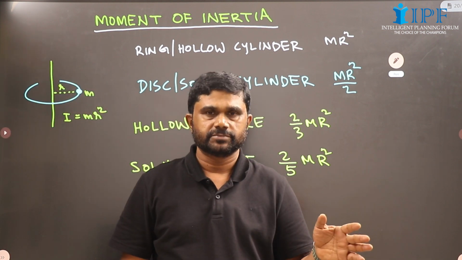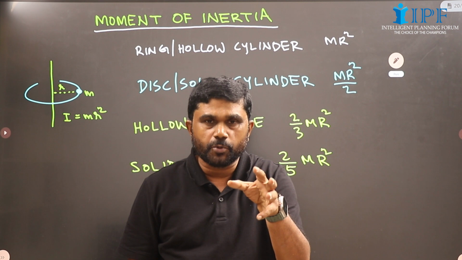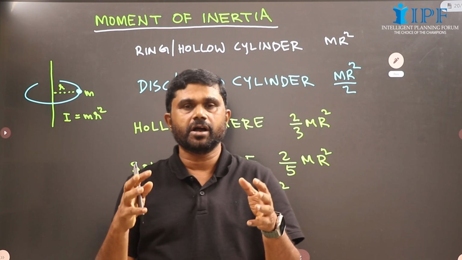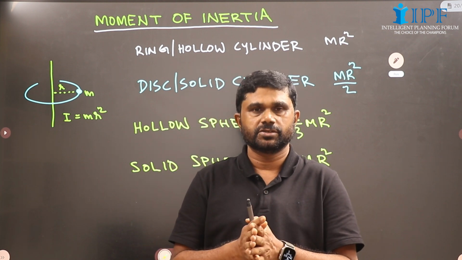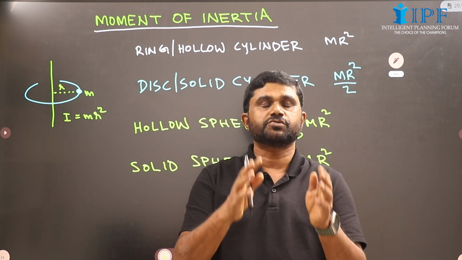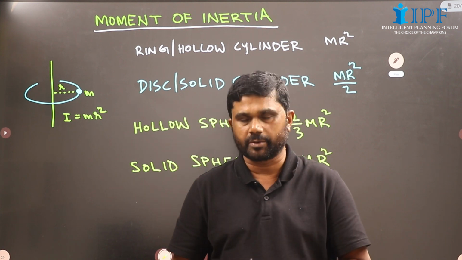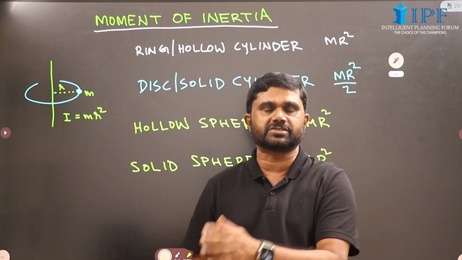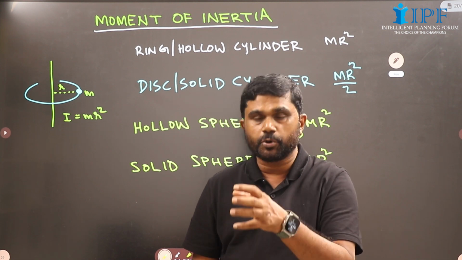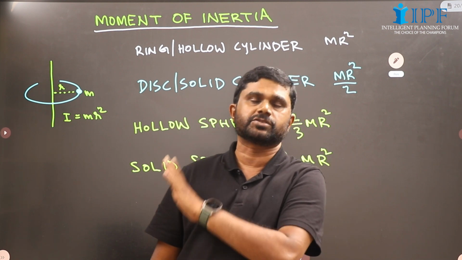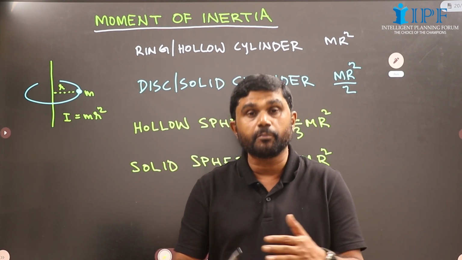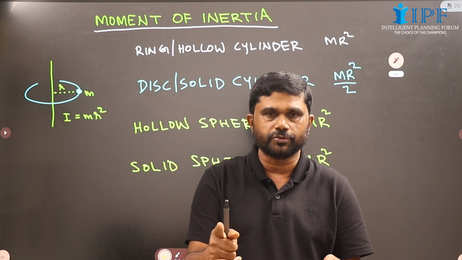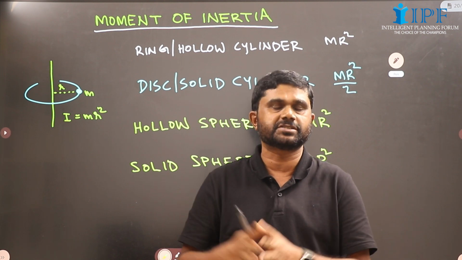Ring and disc: the moment of inertia about the symmetric axis of these bodies is mr square for one and mr square by 2 for the other. Which one will have more moment of inertia? The hollow body. So mr square or mr square by 2? For the ring, mr square, because it is greater.